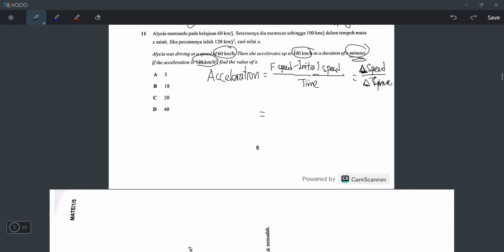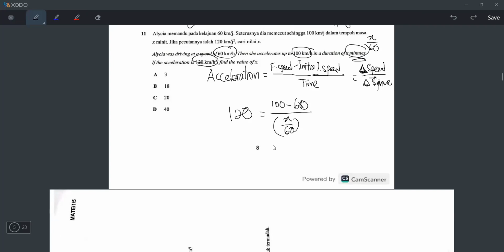So we know the final speed is 100, but the initial is 60. So you have to minus it and divide by the time. But the time, I don't think I can divide by x, because x is in minutes. This is in kilometer per hour, so this should be converted to hours also. How to convert minutes to hours? Divide by 60. So I have to put x over 60 here. But please put bracket, or else you will be wrong.